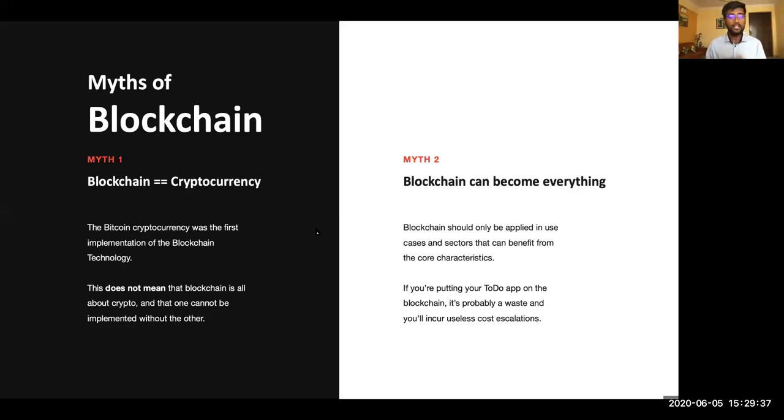The Bitcoin cryptocurrency was the first implementation of the blockchain technology. That's where we got blockchain, right? To be very honest, 2009 was when blockchain was born, and the first implementation was the Bitcoin cryptocurrency. And since 2015, 16, 17, when Bitcoin started to become very, very famous, people have started to know blockchain as Bitcoin and Bitcoin as blockchain, one and the same thing. No, it is one implementation of blockchain, right?